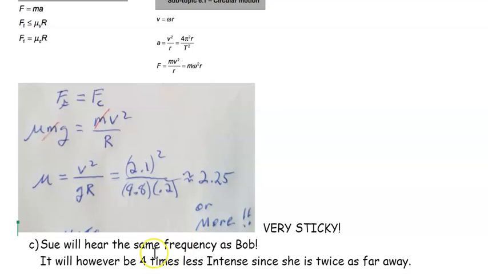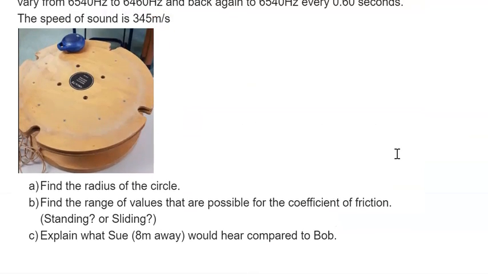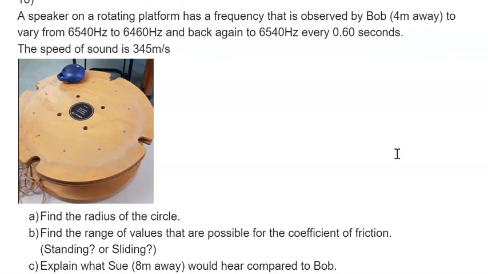Sue and Bob hear the same frequency, but 4 times less intense since she is farther away. Yeah, she's the one that's farther away. So there you go. Interesting question.